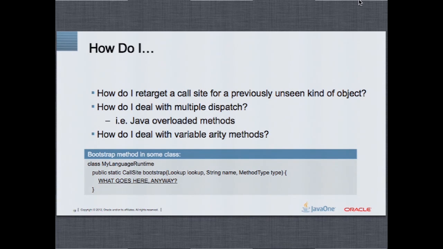of multiple dispatch. So, yes, when you are implementing your language runtime, you will have a Bootstrap method. And it's great that the JVM gives you an ability to write a Bootstrap method that will decide what gets linked into your CallSite. But what do you put in it anyway, right? What is it that you will actually put into your Bootstrap method?